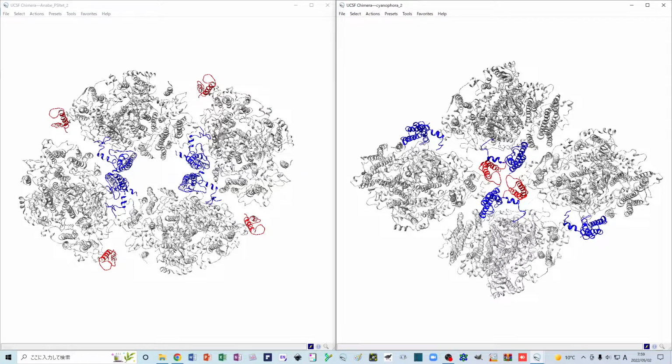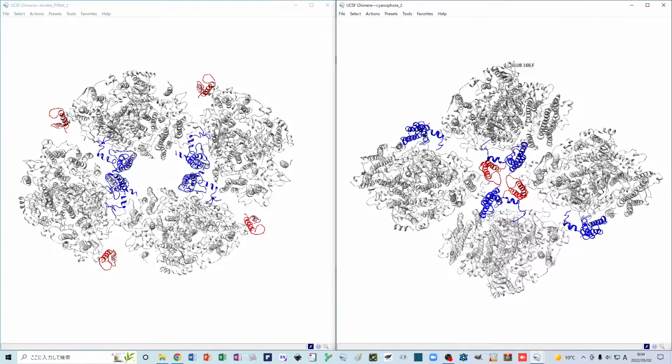In Cyanophora, two PsaL subunits are associated with two PsaK subunits. However, in the Anabaena PS1 tetramer, there are no interactions of PsaK at the center of the PS1 tetramer. Alternatively, two PsaL subunits interact between each PS1 monomeric unit, like this and like this.